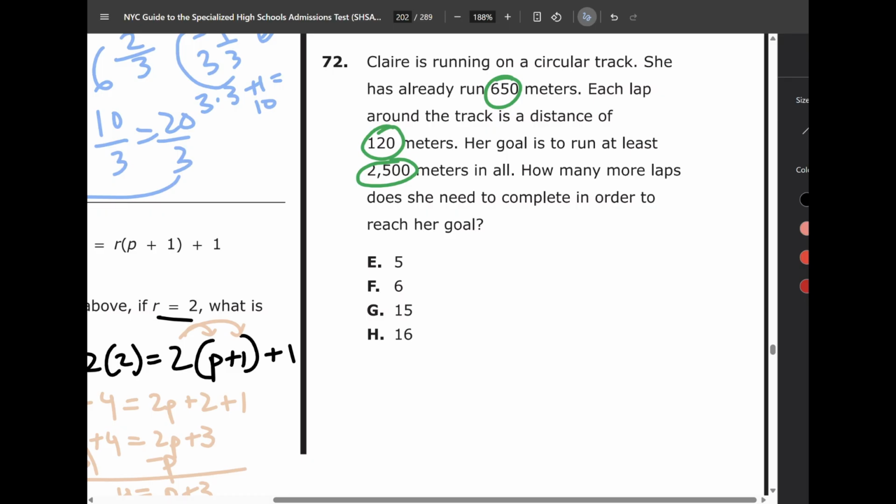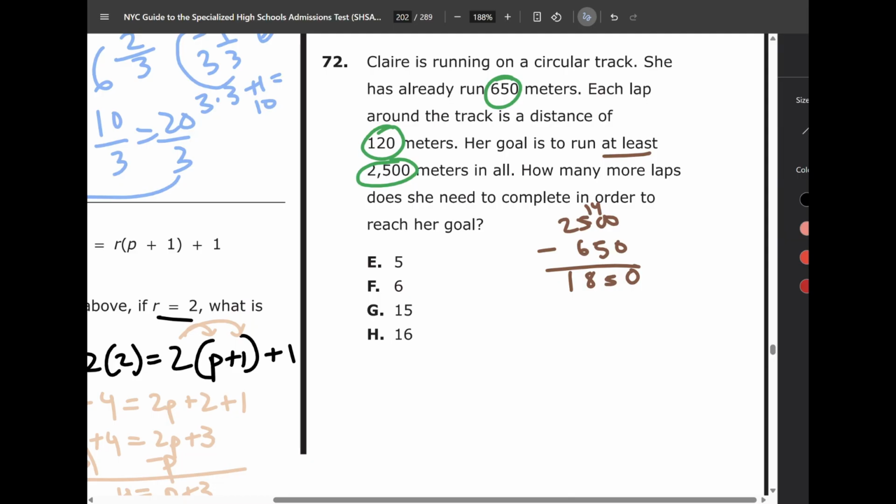What sticks out to me is that it says at least. That means she can run more than 2,500 meters, but at least tells us that's the bare minimum. She has to run that amount. So let's first do 2,500 minus 650, because she's already run 650 meters and she needs to run 2,500 in total. We want to know how many more meters she needs to run. If I just subtract, 10, this 5 turns into 14, 8. She needs to run 1,850 more meters.